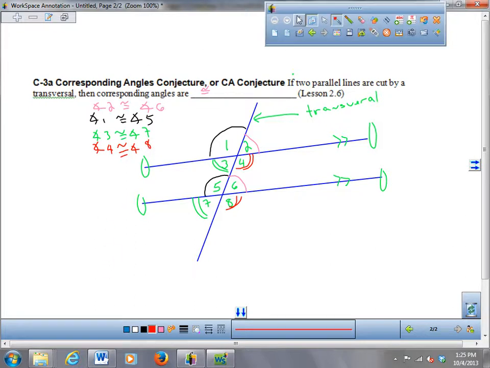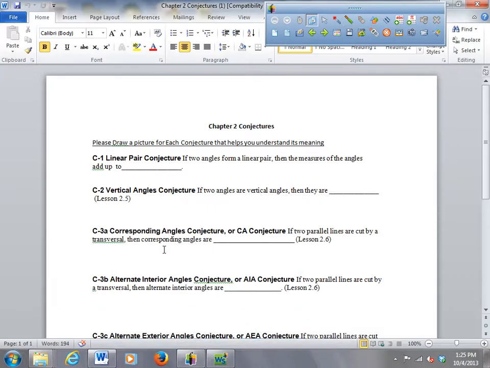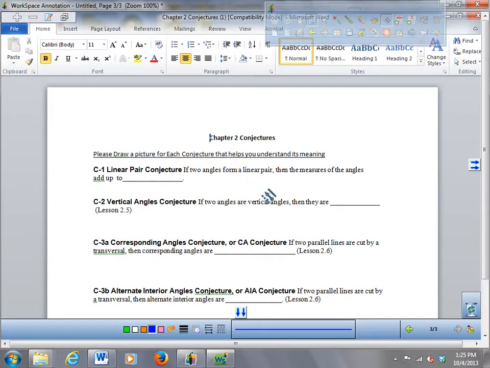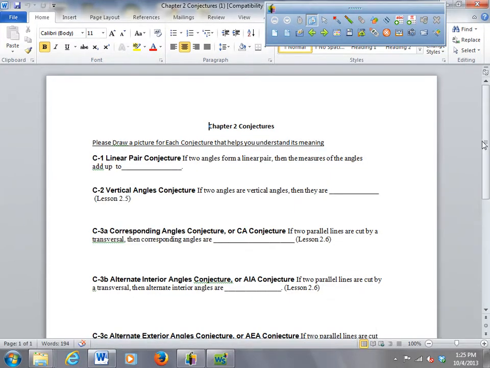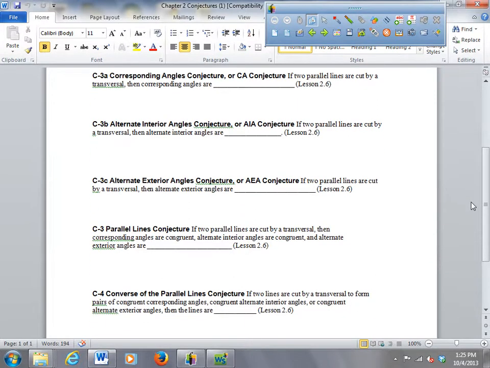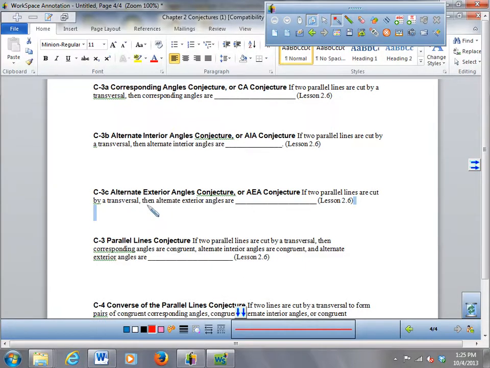All right. Going back to my conjectures. Alternate interior angles. There's corresponding angles, alternate interior. I'll just draw right on here if I can.